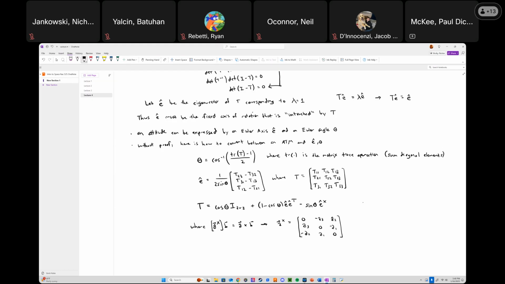So these are crib sheet equations if we had crib sheets in this class. This allows you to go from an axis and an angle to T, or from T to an axis and an angle. And this is definitely going to come up on a homework assignment.